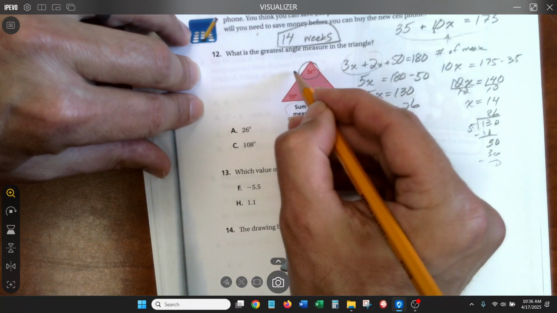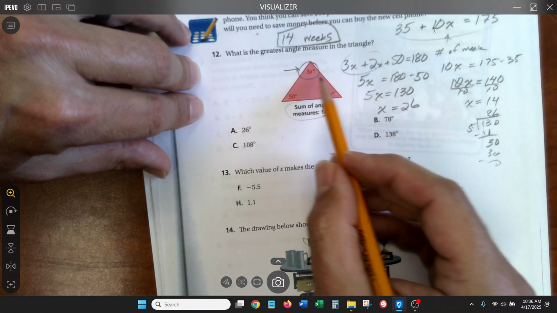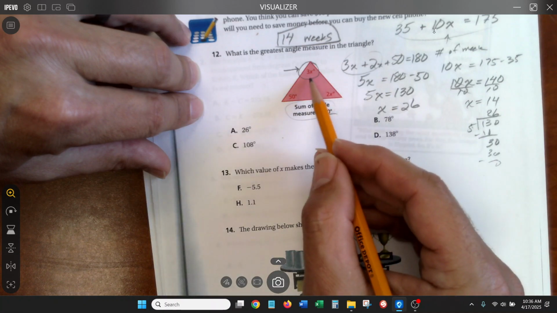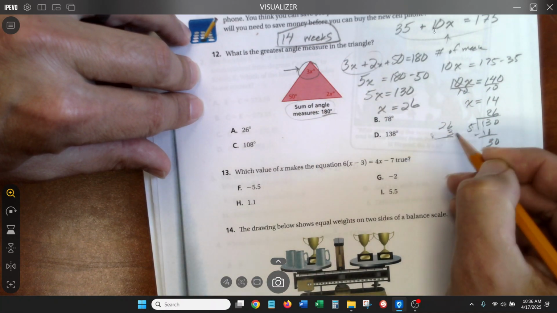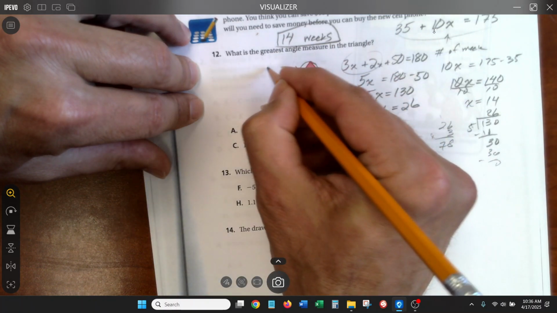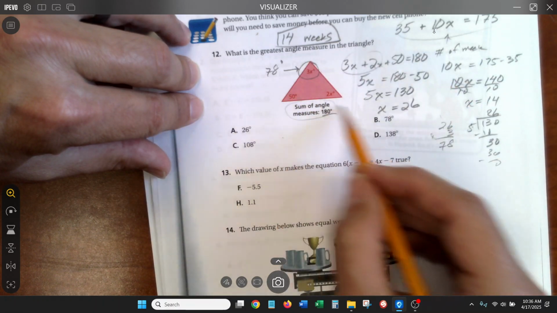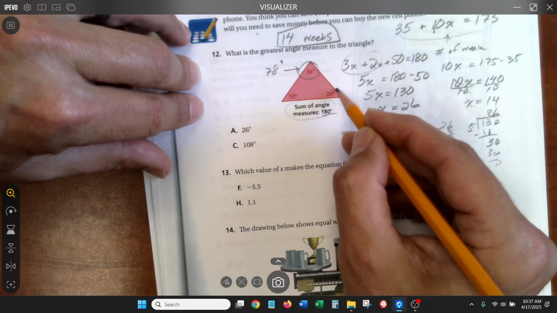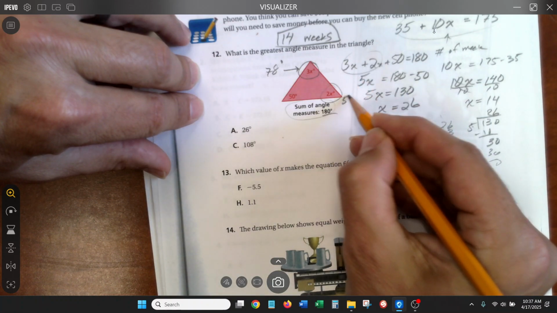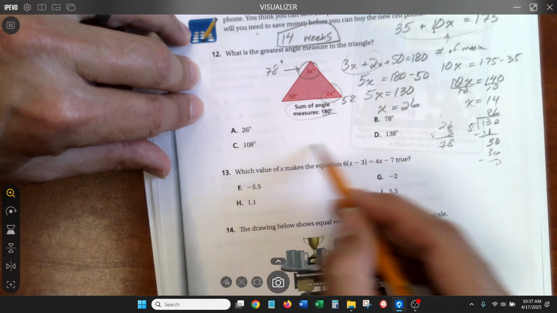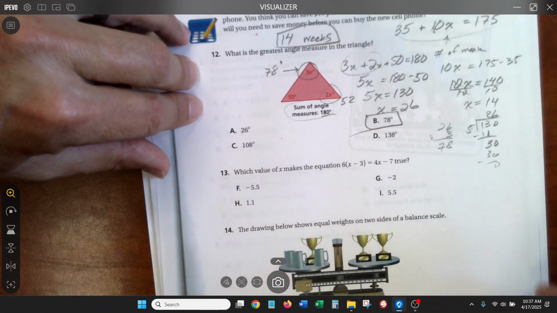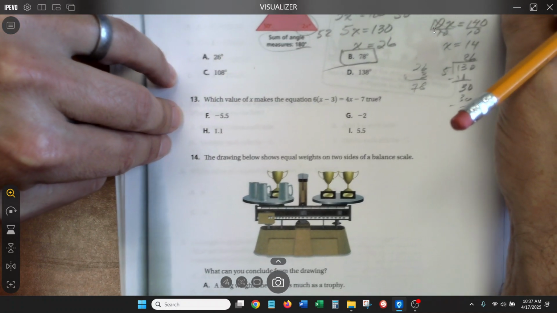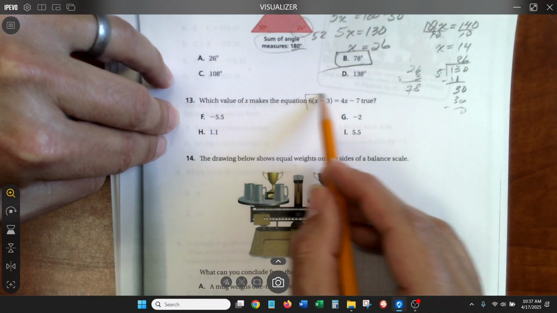We have to calculate the measures of each angle by evaluating the expression. 3 times 26 would be 78. So this is a 78-degree angle. 2 times 26 is obviously going to be less than 3 times 26, so that would be 52, and this is a 52-degree angle. So clearly 78 degrees is our largest angle here, our greatest angle.